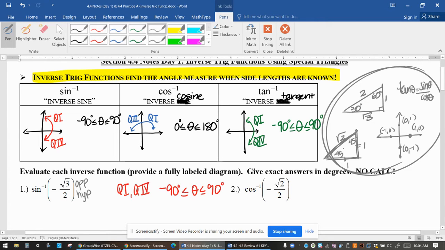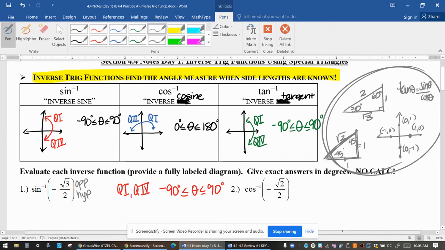So then my 30 degrees is not my reference angle. That means it's got to be 60. So if I do opposite over hypotenuse from the 60 degrees, I get opposite is √3 and hypotenuse is 2. But notice, they want my sine to be negative.